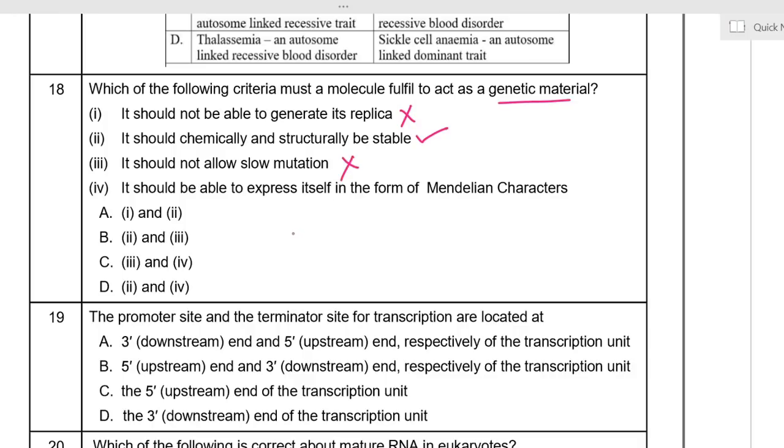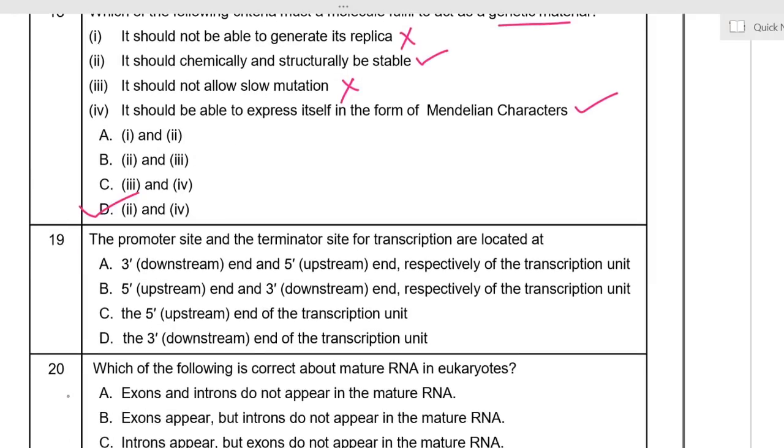It should be able to express itself in the form of Mendelian characters. Definitely, this is the option. So we got two correct points for criteria for a good genetic material. So second and third, fourth. If you look at the options, option D would be the correct answer. Moving on to the 19th.